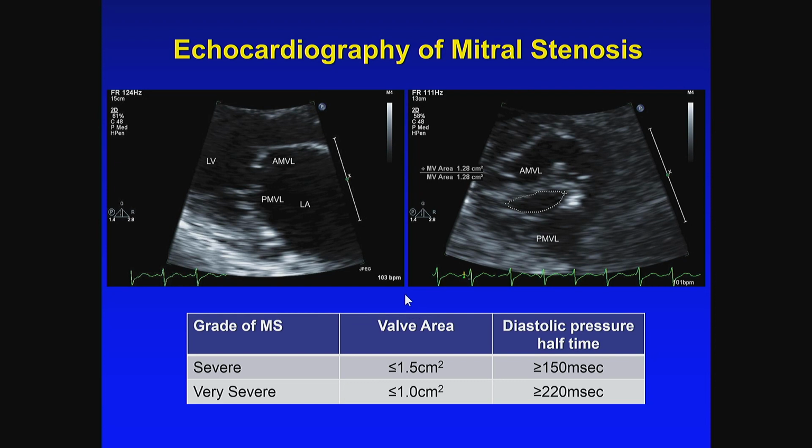Now, severe mitral stenosis is defined by a valve area less than 1.5 square centimeters, or if you don't use planimetry, a diastolic pressure half-time more than 150 milliseconds. So it takes longer the more stenotic the valve is for blood to transit from the left atrium to the left ventricle. Very severe stenosis is when the valve area is less than 1 centimeter.